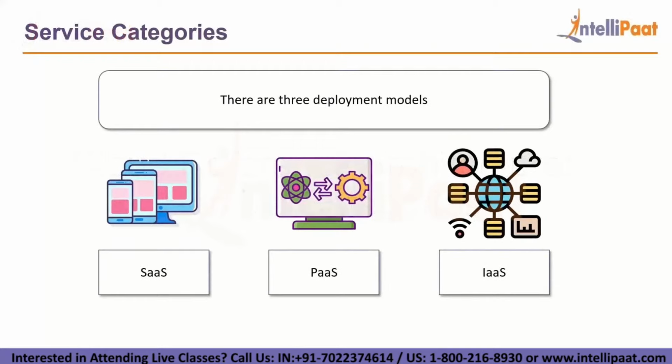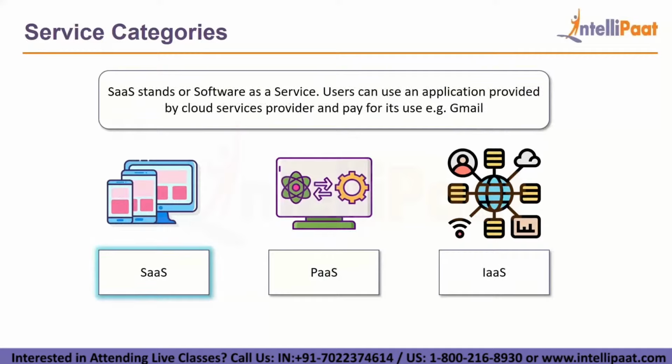There are 3 service categories that are available for us. First one is SaaS. SaaS stands for Software as a Service. Software as a Service basically means that using cloud computing environment, you are being given a software that you can use for your own use cases, such as Gmail, Google Drive, Outlook Mail, Yahoo Mail, OneDrive, and Dropbox, and so on and so forth. These are called software as a service because you are being given a software over the internet.